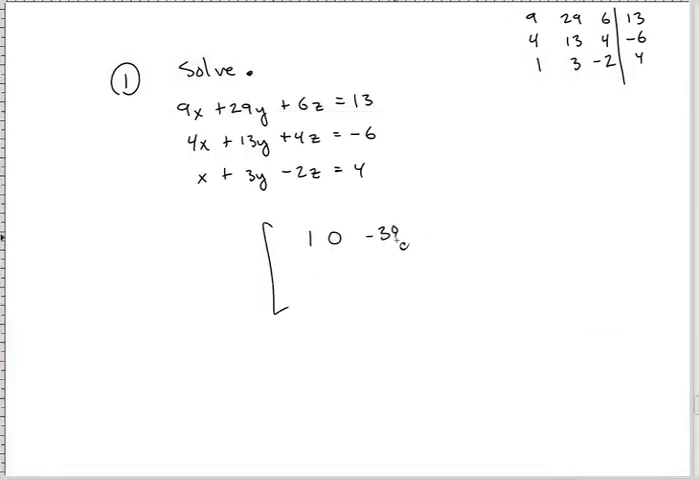So negative 38. And then we have a plain old 12. And then a 0, 0, 0, 1.